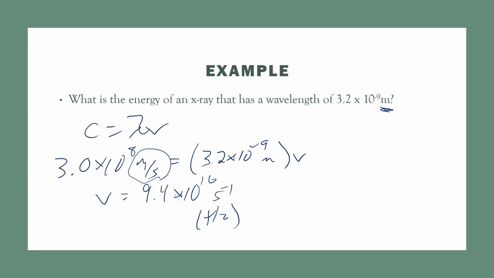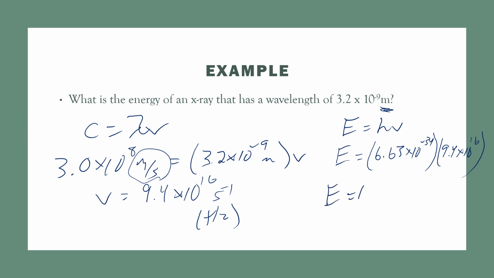Now that we have frequency, we can plug it into E equals hv. E is the energy, which is what we're looking for. h is Planck's constant, 6.63 times 10 to the negative 34th. And our frequency that we just found, 9.4 times 10 to the 16th. If you multiply those, you'll get the energy, which is 6.2 times 10 to the negative 17th joules. So that's how many joules of energy are in that X-ray.